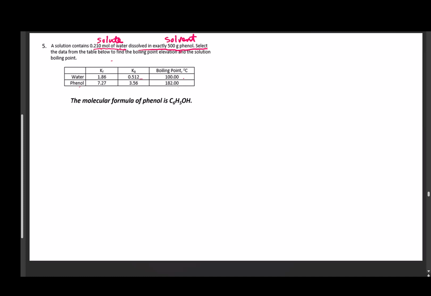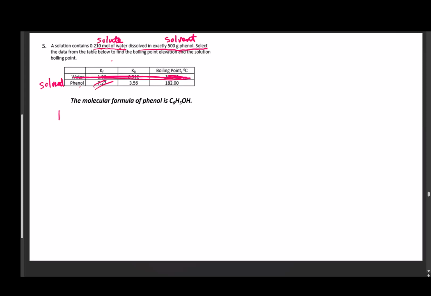That means that we need to treat phenol as the solvent here, and we don't need the data for the water. We're going to need this phenol data because it's our solvent here. And since we're talking about boiling point elevation, we don't need the freezing point information either. So we need these two numbers, the Kb for phenol as the solvent and its boiling point. All right, so we want the boiling point elevation and the solution boiling point.